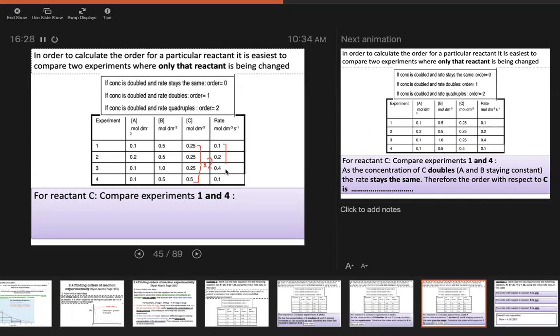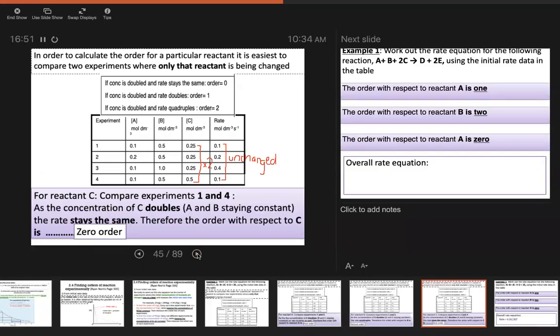Now, as you double the concentration of C, what happens to the rate? It's constant, the same, or we call it unchanged. So the rate stays the same even though you double the concentration of C. This tells you that C must be zero order. Are you happy with that?